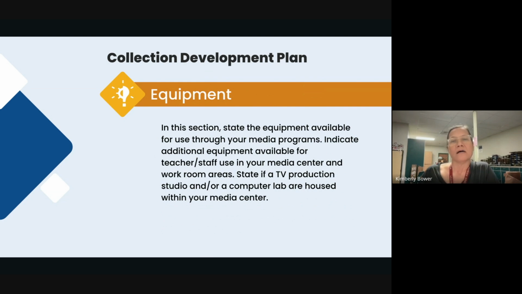Equipment. It's a good idea to list the equipment that is available for use in your media program. Do you have any robotic items? What materials do you have? What equipment do you have to run your program? Do you have iPads? Do you have smartboard? Do you have a TV production studio or a computer lab in your media center? All of those things can be listed here.